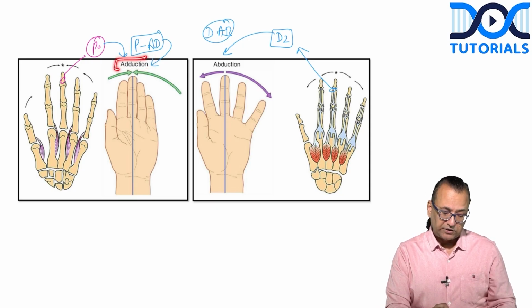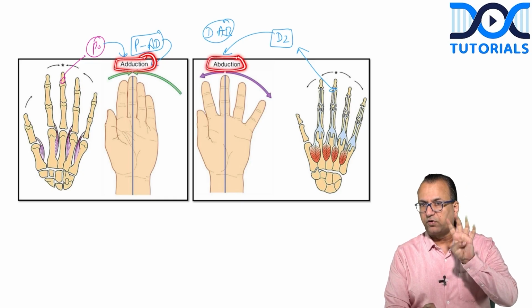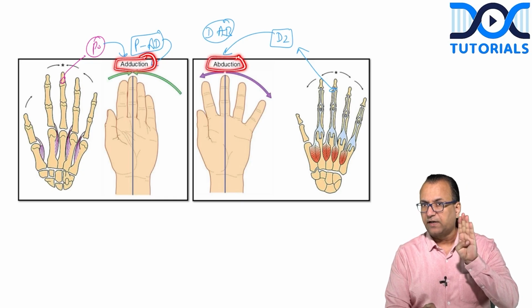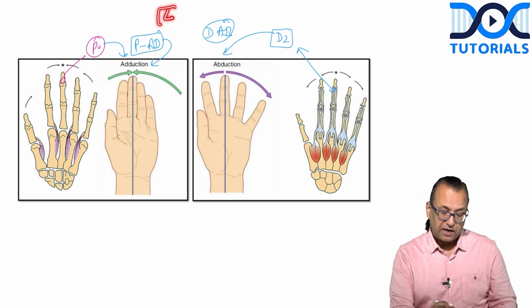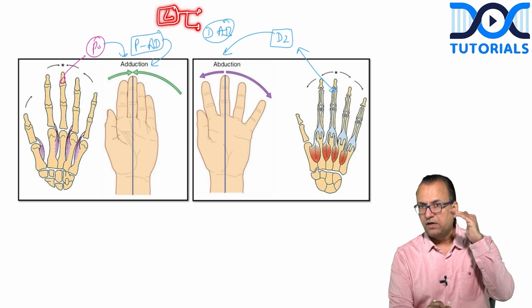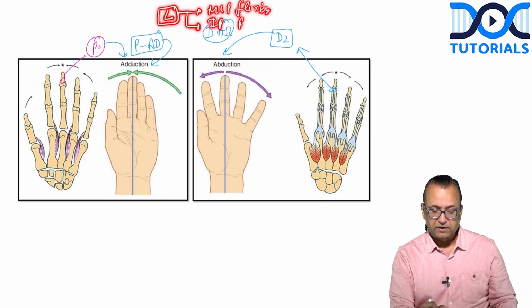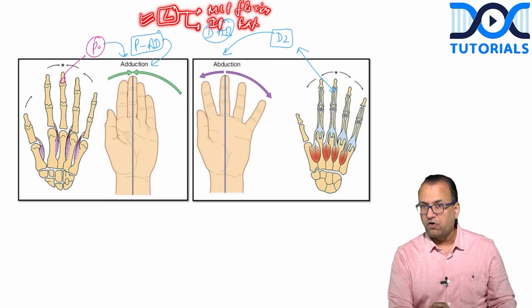Along with this adduction and abduction, remember the 8 interossei, 4 palmar, 4 dorsal, they help the lumbricals. And what is the function of the lumbrical? Lumbricals have two functions: flex the MCP, extend the IP. So MCP flexion and IP extension. That is done by lumbricals, but the interossei also help the lumbricals in this movement.